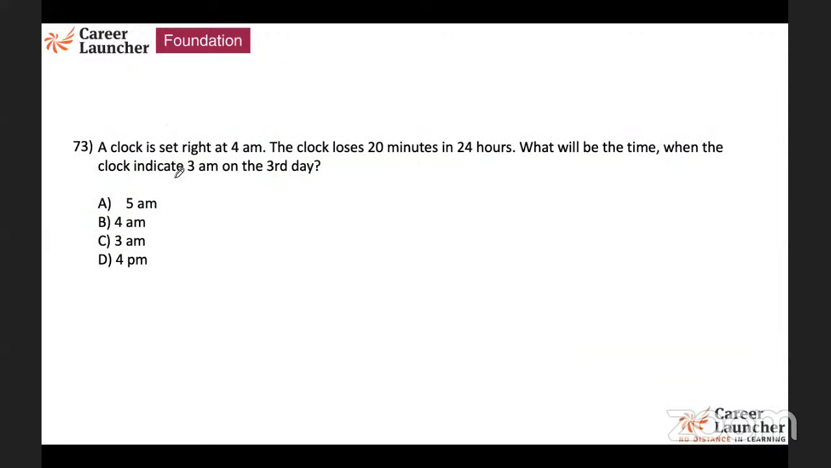This is again a very interesting question. A clock is set right at 4 a.m. The clock loses 20 minutes every 24 hours. What will be the time when the clock indicates 3 a.m. on the third day? That means basically 3 days later.